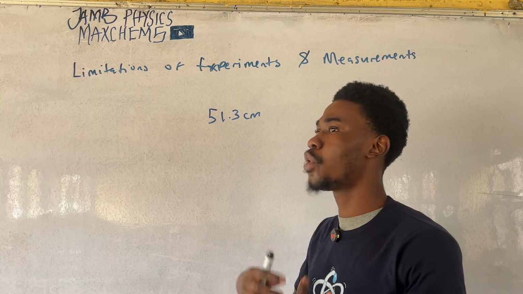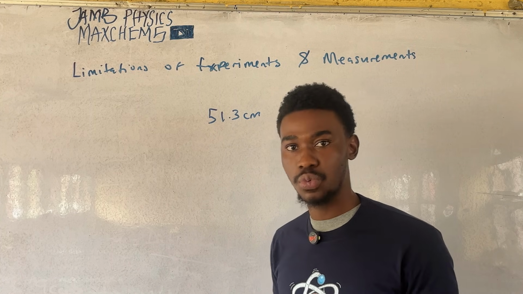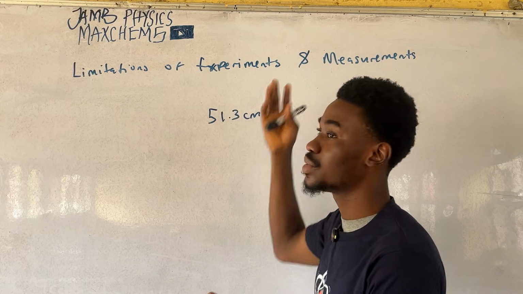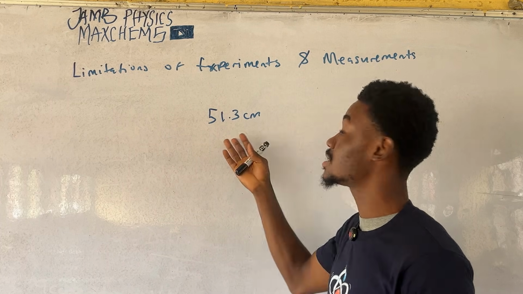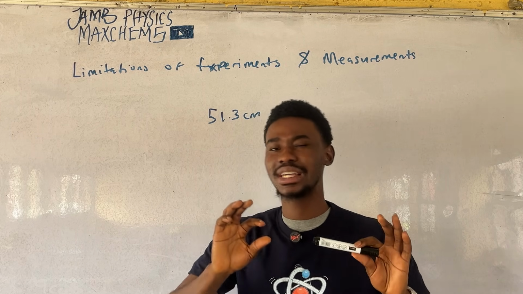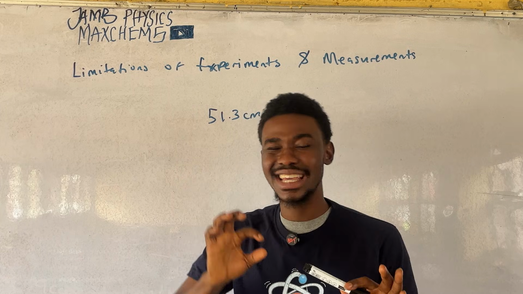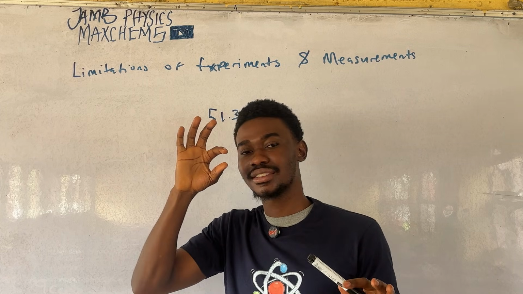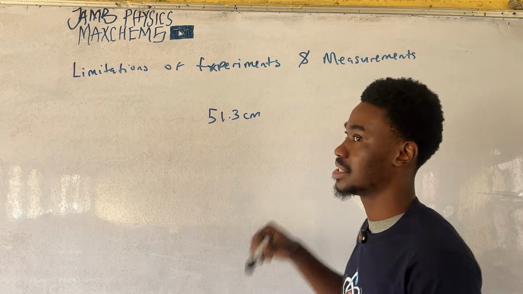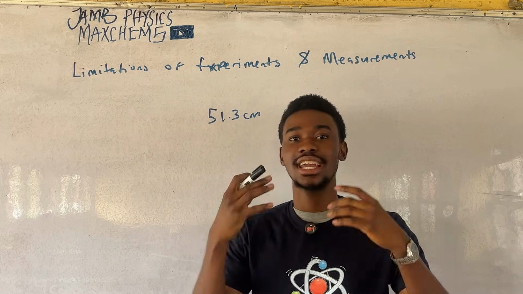But how do we report this answer in academic work? How do we report this result when we are doing experiments? Because we know that this is not the true length of the chair. Due to the calibration of our measurements, we can't accurately pinpoint the exact length of that chair. So that is why it's called limitations of experiments and measurement. So these things are called errors.